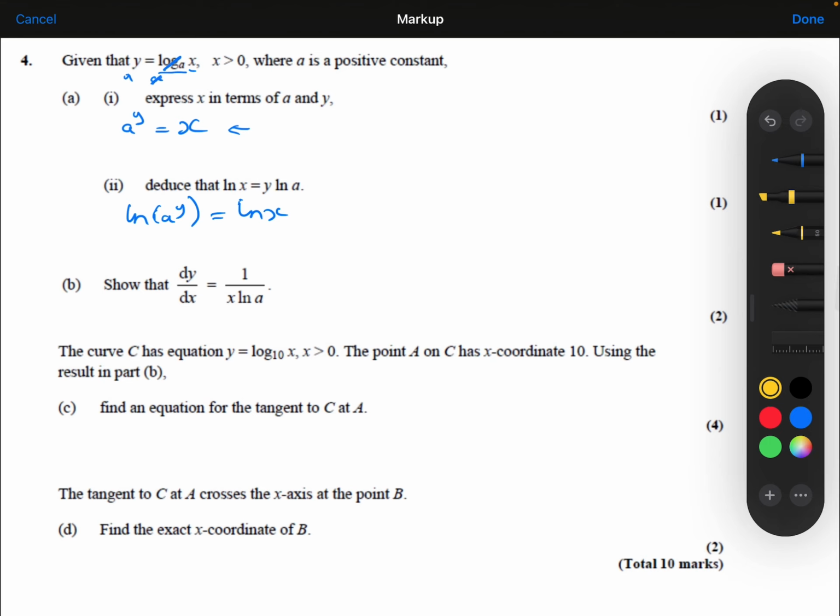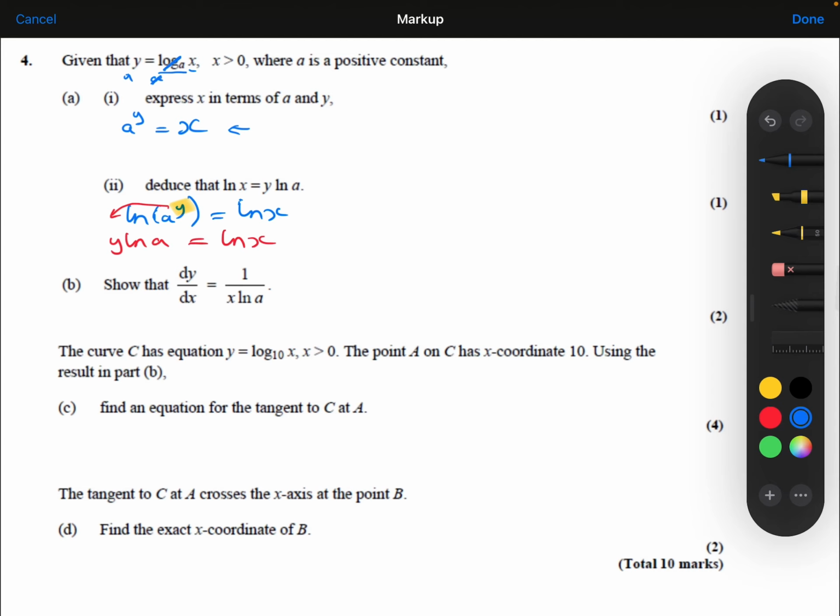I can then use the laws of logarithms to take this power and move it down the front here. So I'll get y ln a equals ln x. So that's part II done.